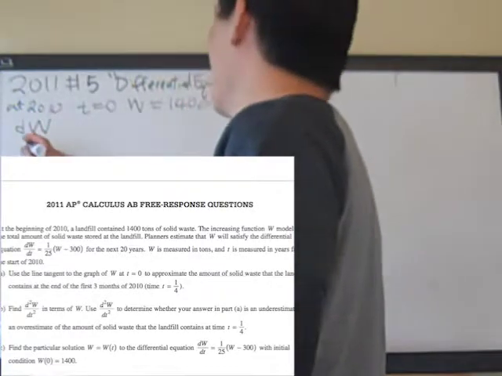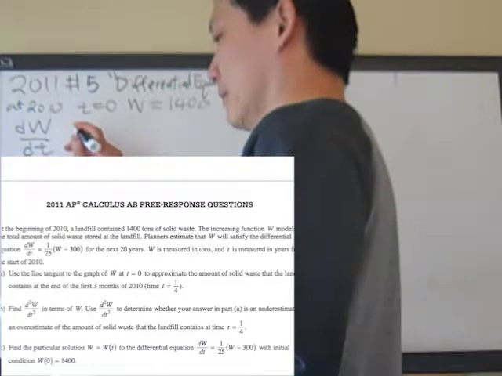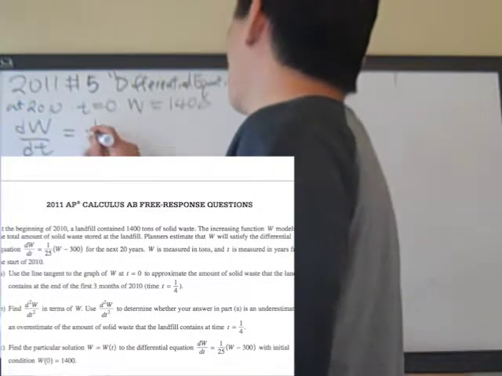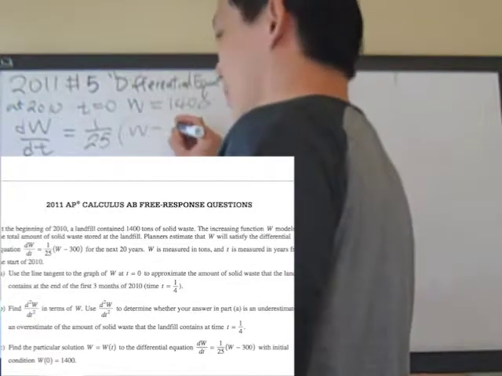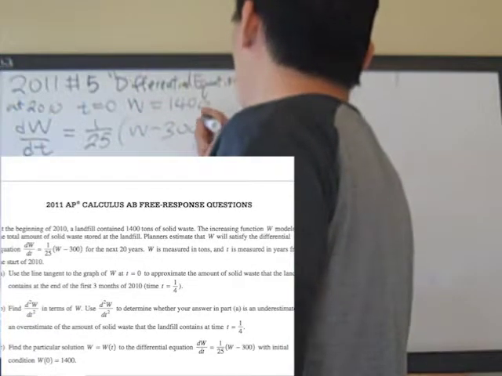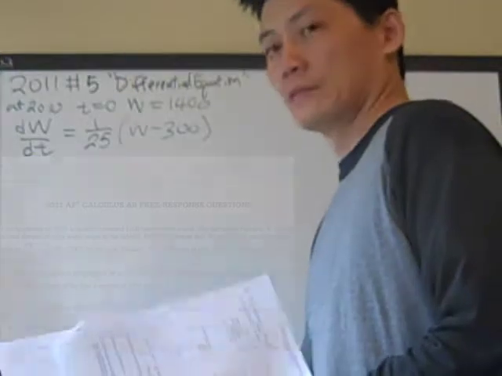Now let's write down the differential equation that they've given us. dW over dt is equal to 1 over 25 times (W minus 300).